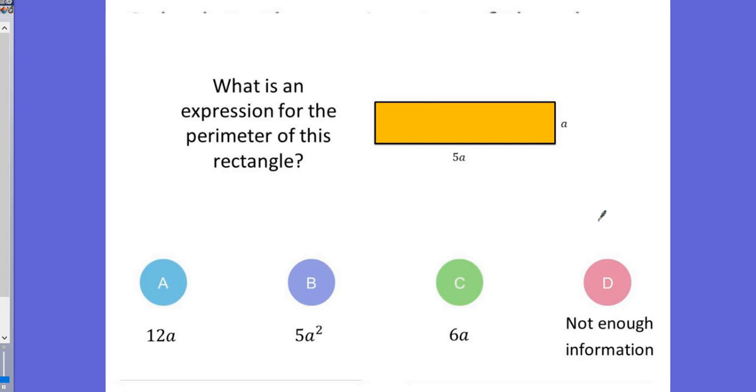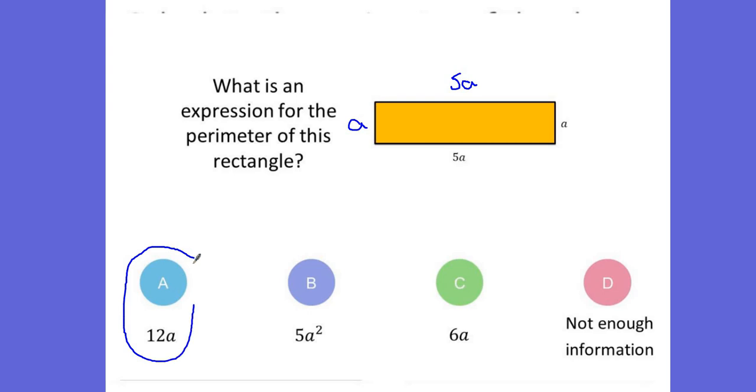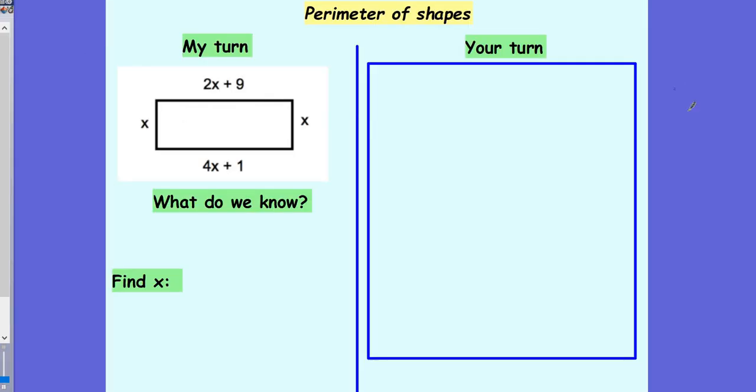And finally, can you write an expression for the perimeter of this rectangle for me? Is it A, B, C or D in your light blue books? Write down your answer now. Okay, the answer I was looking for, this section here is 5A, this section here is A. I've got 5A plus 5A plus A plus A, which altogether will give me 12A. We're going to use this information to help us solve some equations.